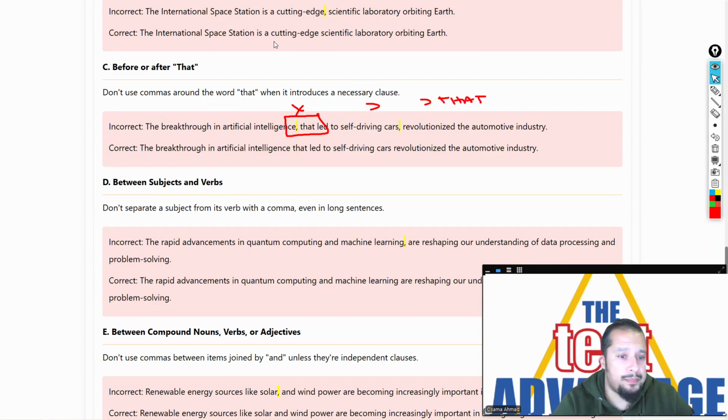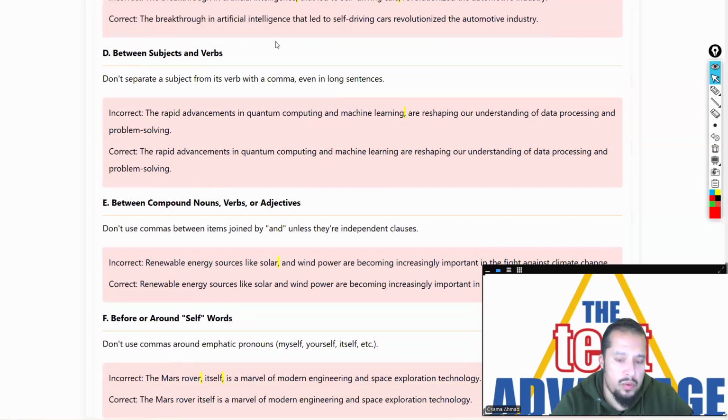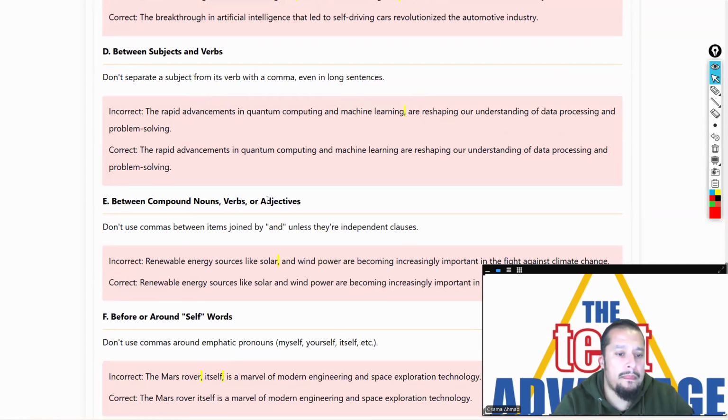Just remember that. Of course between subject and verb. This is the biggest one, you'll see it. The rapid advancements of quantum computing and machine learning, comma, are reshaping our understanding, right? So a whole subject, a whole verb, one comma between them doesn't work no matter the location of the comma.